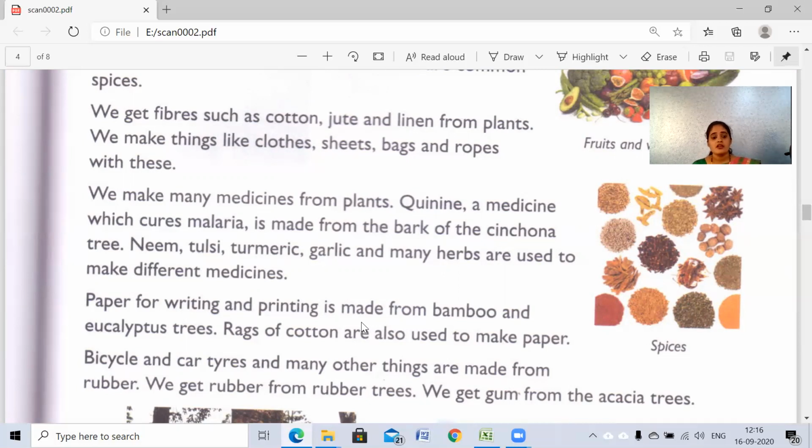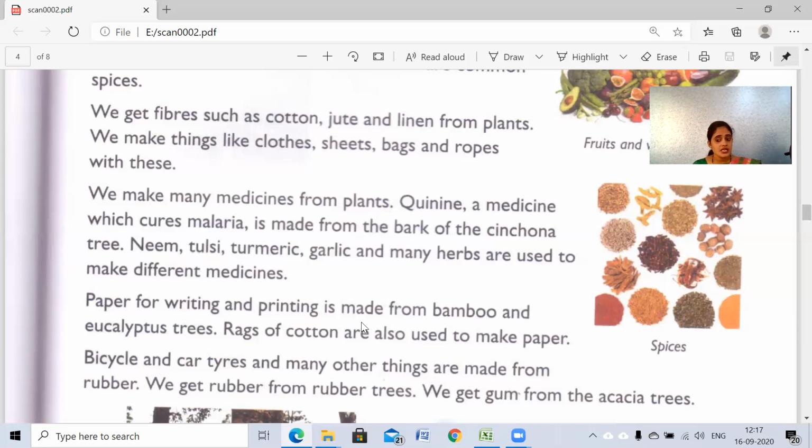So look here. We make many medicines from plants. From plants, we extract so many medicines. Quinine is a medicine which will cure malaria. It is made from the bark of the cinchona tree. From that tree, we extract quinine, which is used to cure malaria disease.